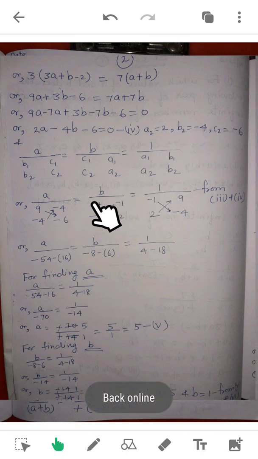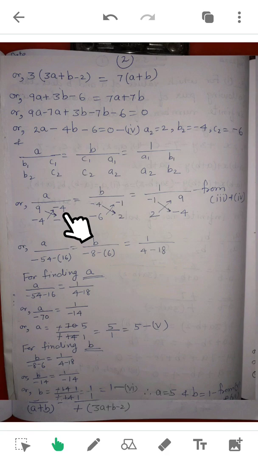See here. Then again C1, it is from equation 1, its value is minus 4. And value of C2, it is minus 6 from equation 4. Now see here, this value of C1, minus 4, it is from third equation, and value of C2, it is minus 6, this one from fourth equation. This minus 4 minus 6, the same thing we have to write here, minus 4 minus 6. And then value of A1, it is minus 1 from third equation, and value of A2, it is 2 from fourth equation, you can see.